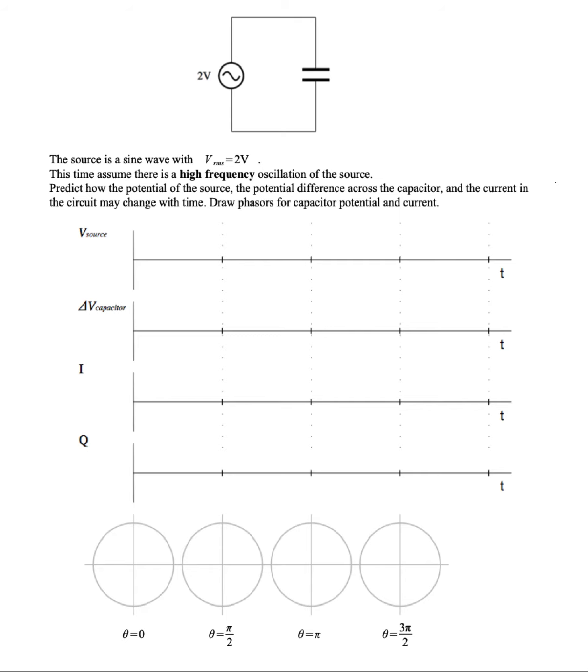Here we're going to look at what happens when we hook up a capacitor to an AC (alternating current) voltage source. We want to reason out what the potential difference will be like across the source and the capacitor, what the current will be like in this circuit, and what the charge on the capacitor will be like as time goes on.